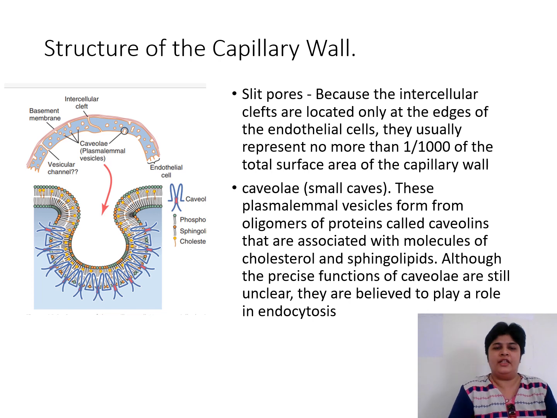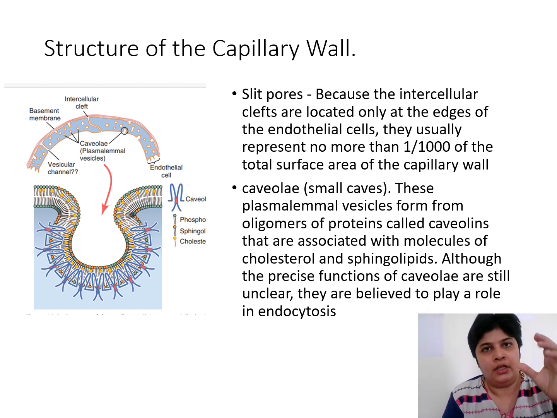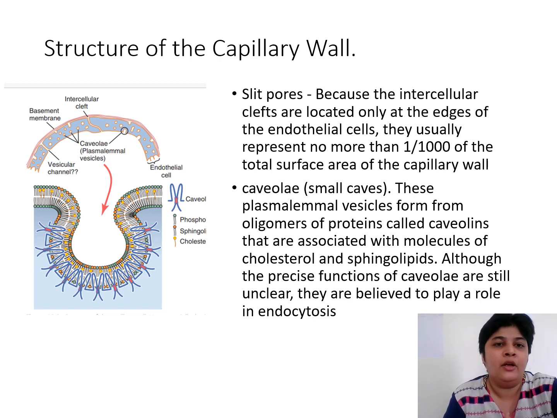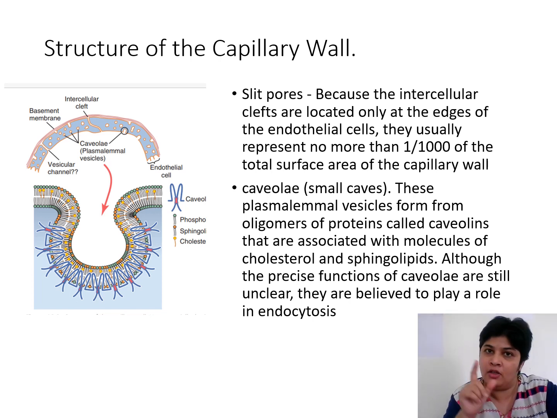So as we move ahead with the guidance, near this figure they have explained the slit pores. Okay. So in a capillary, there is an intercellular cleft which is present only at the edge of the cell. They occupy very little area, only about 1/1000 of the total surface area of the capillary, but they are extensively helpful for the exchange of fluid, water plus water-soluble salt ions, between the inside and outside of the vessel wall.